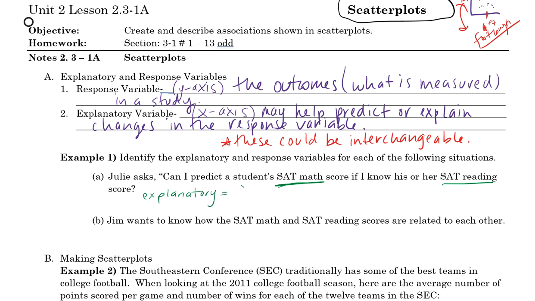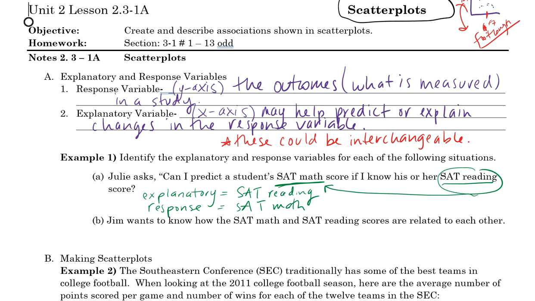So explanatory would be SAT reading. And then response would be SAT math. And again, I know this is explanatory because she's using the reading score to predict the math score, just like we used foot length to predict height.